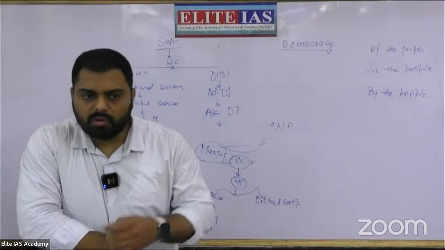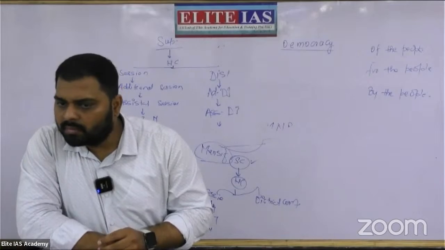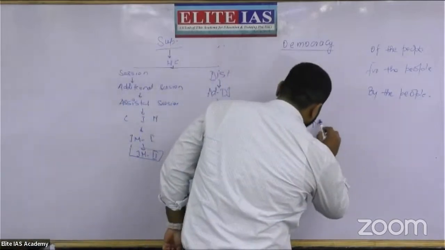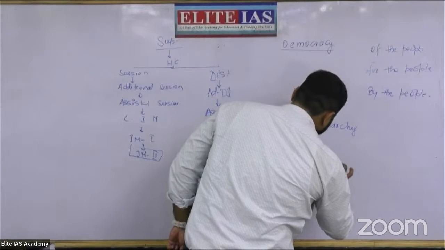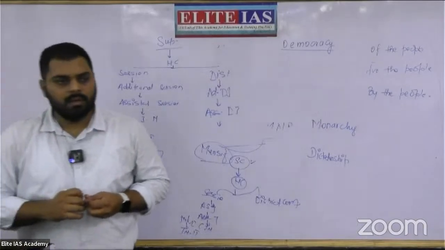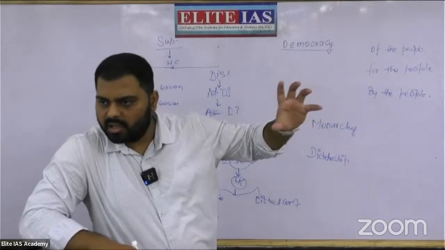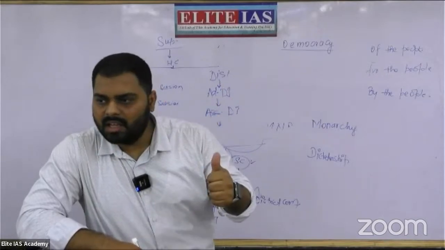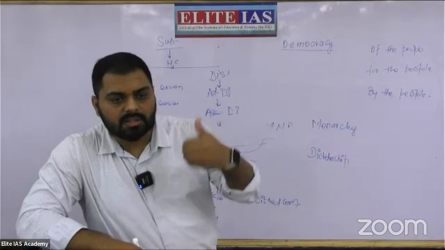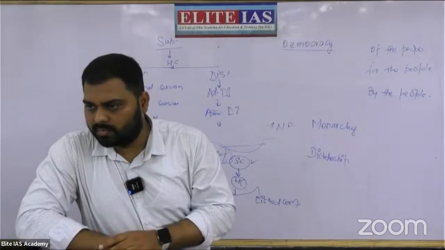Now we need to compare democracy with other forms of government in order to understand it better, right? What could be the other forms of government which are existing in today's world? One is monarchy, dictatorship. In monarchy, what happens is that the entire government, the entire state, is run by a person who is not elected, and secondly, he is running that from generation after generation. The most basic feature of monarchy is that it will be hereditary in nature.